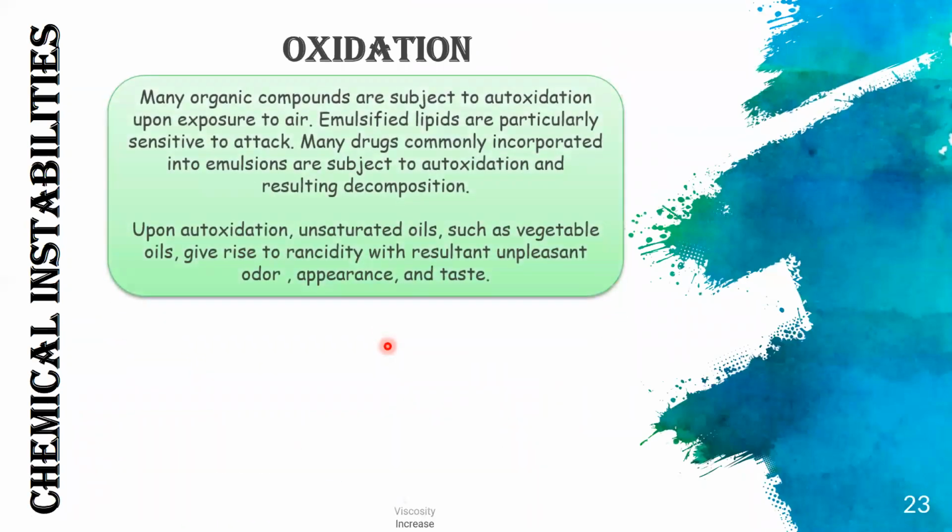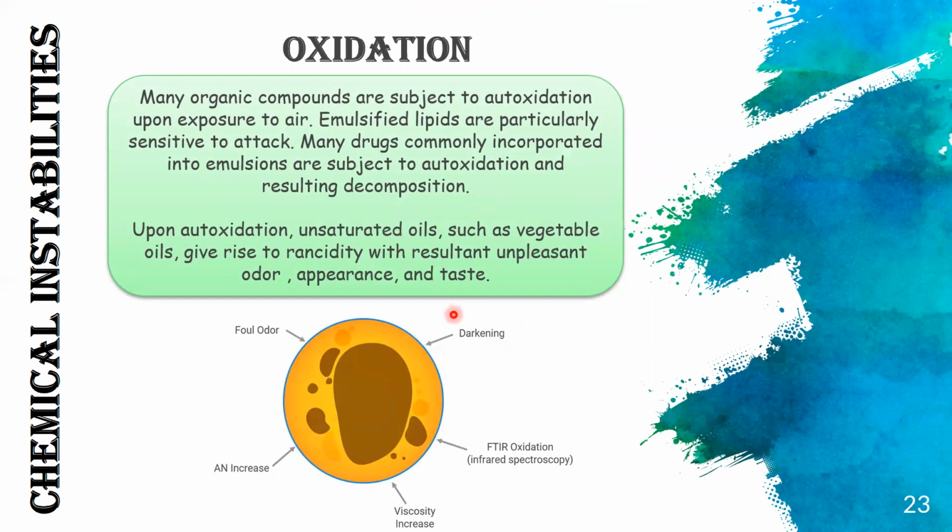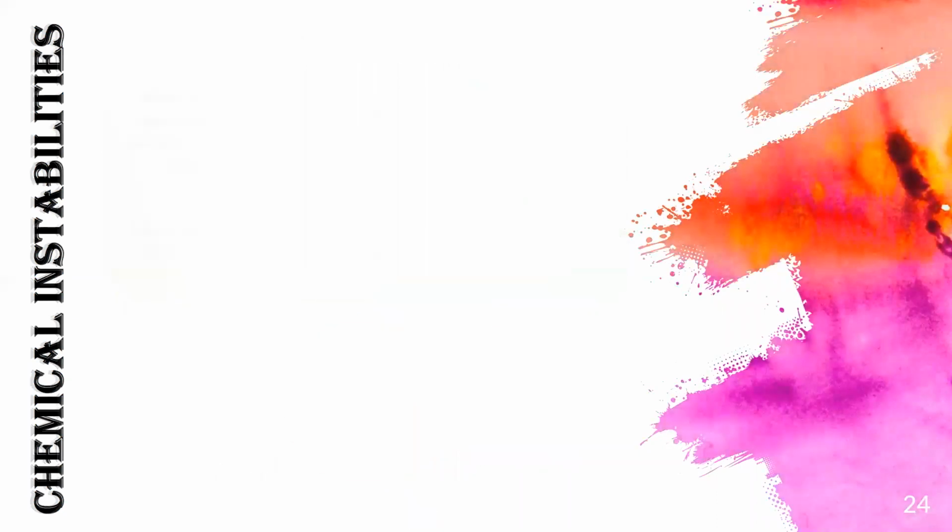So, what is oxidation? Many compounds are subjected to auto-oxidation upon exposure to air. When lipids that are sensitive to attack are exposed to oxidation, it results in decomposition. Upon auto-oxidation, unsaturated oils such as vegetable oil give rise to foul odor and darkening. Its viscosity can increase, leading to an awkward taste or appearance. On the other hand, mineral oil and related saturated hydrocarbons are also subject to oxidative degradation, but that only occurs in rare circumstances.